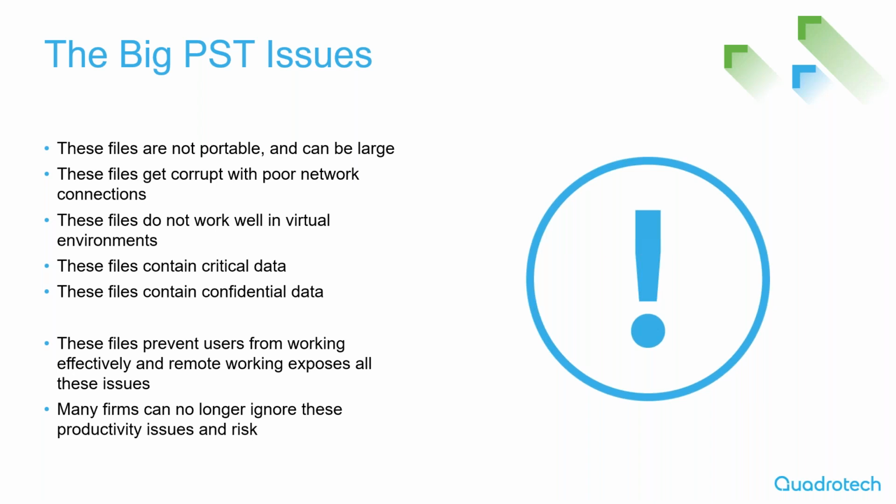And at the end of the day, these files have critical and confidential data in them. We've all seen some of the scandals around these PSTs getting into the wrong hands, and this data is still very critical. Even if it's lost or corrupt, for some of our employees, we've been using these for a very long time, and there's lots of very critical company information in them as well. The bottom line is that the files really prevent users from working remotely effectively, which obviously is quite a challenge here. And most firms can't ignore the productivity issues and the risk associated with it.